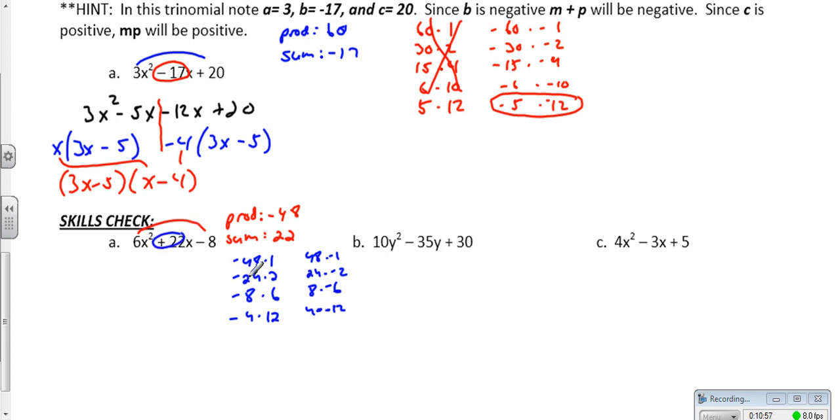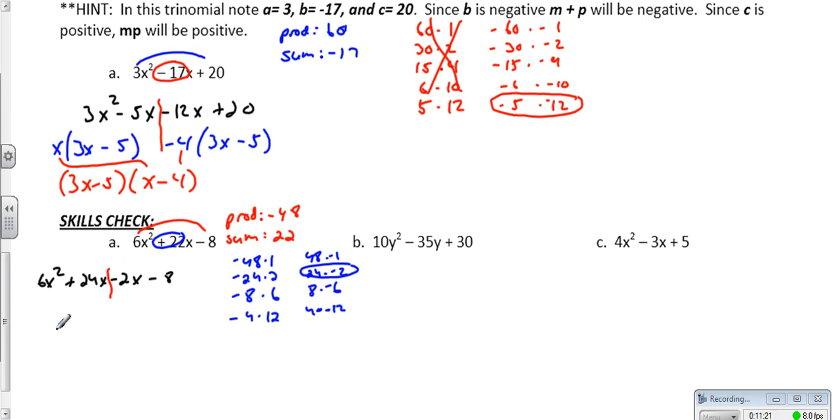Positive 22. So positive 22, here's negative 2 and 24. So over here I'm going to go to this one and we get a positive 22 right here. So that means we're going to go here and write 6x squared plus 24x minus 2x minus 8.